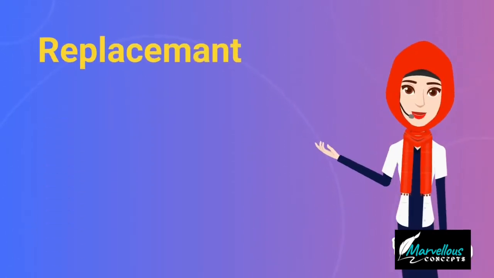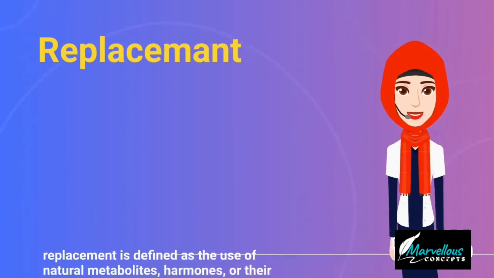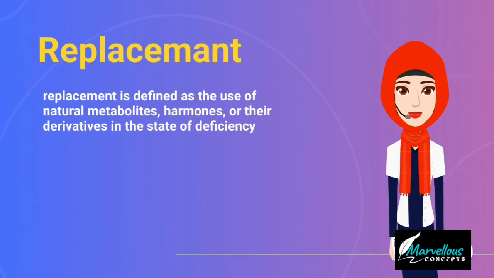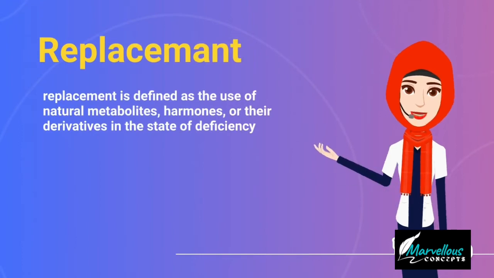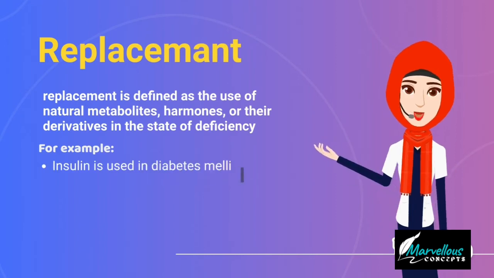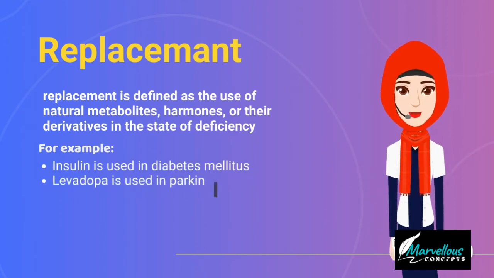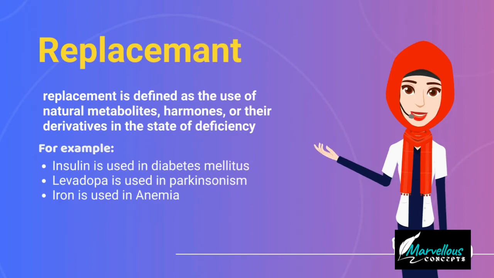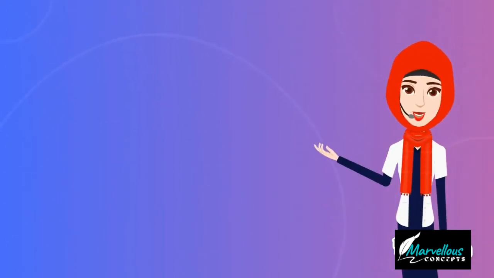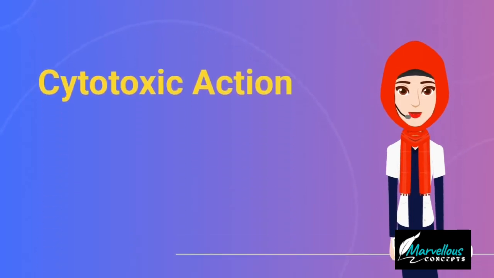And another principle is replacement. Replacement is defined as the use of natural metabolites, hormones, or their derivatives in a state of deficiency. For example, insulin is used in diabetes, levodopa is used in Parkinsonism, and iron is used in anemia. Here comes the last principle of drug action, that is cytotoxic action.